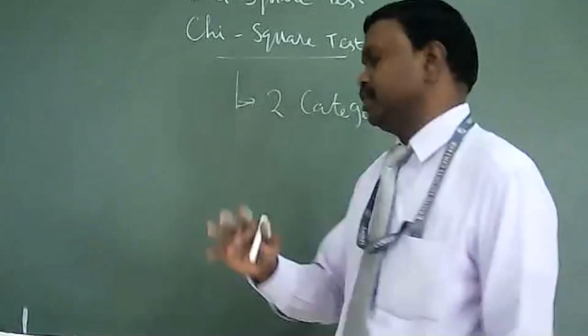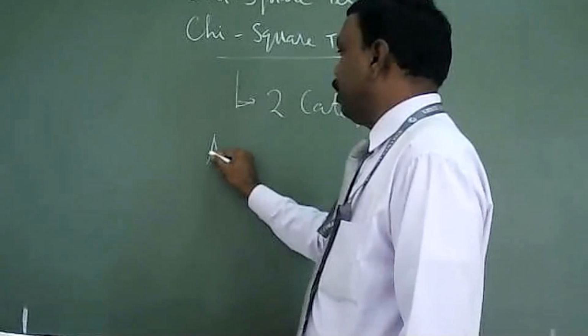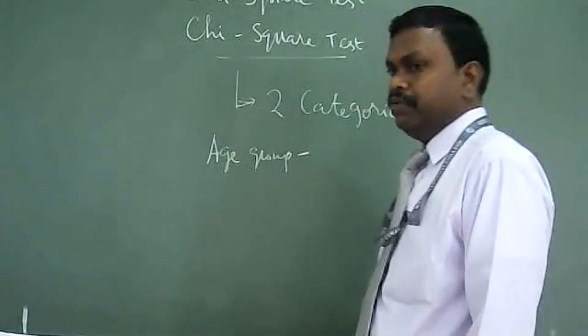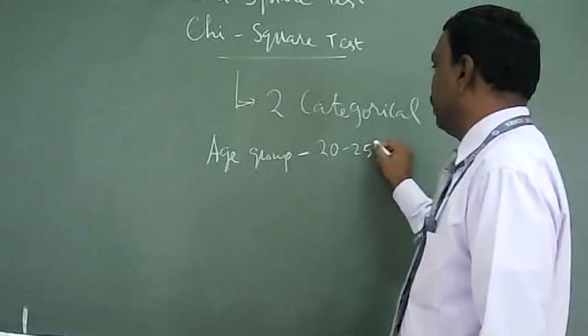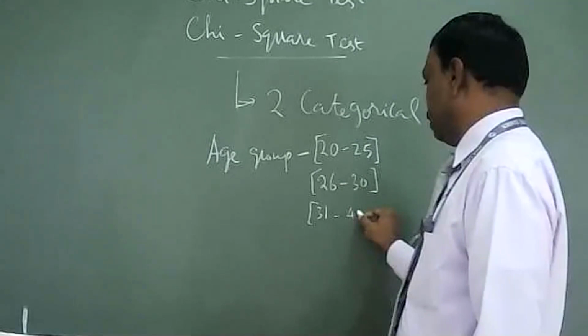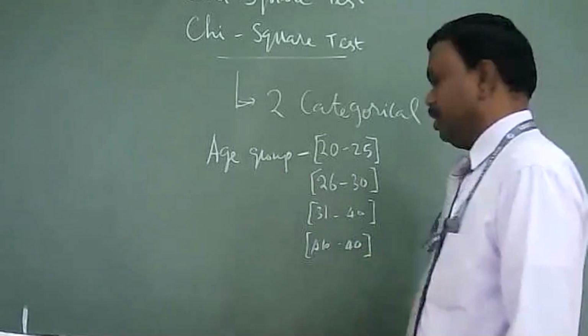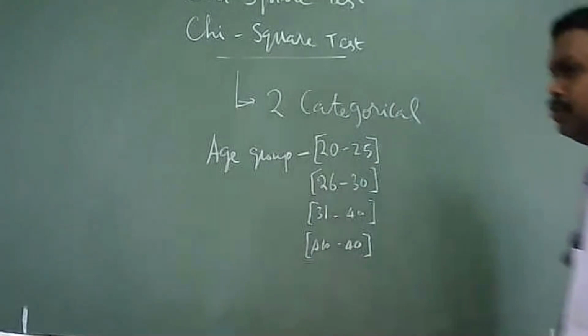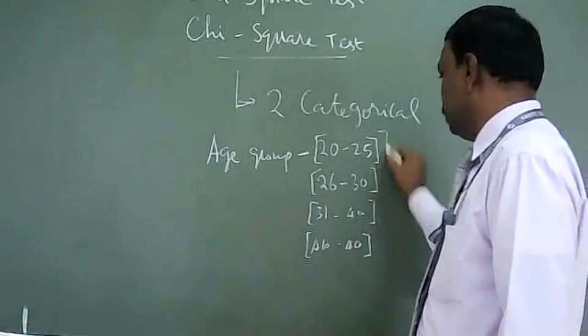Consider that you have an age group, for example. Consider the age groups I have: 20 to 25 is one group, 26 to 30 is one group, 31 to 40 is another group, and there is one more group called above 40. This is just an example. There is no restriction on the minimum or maximum number of options whenever you use a chi-square test, so you need not worry about it. Consider that this is one categorical variable.